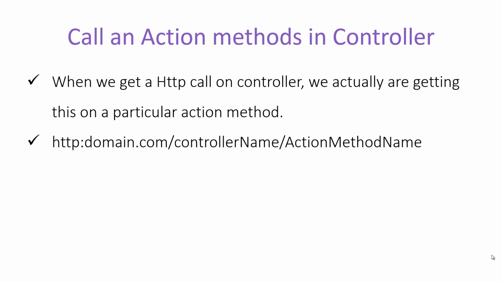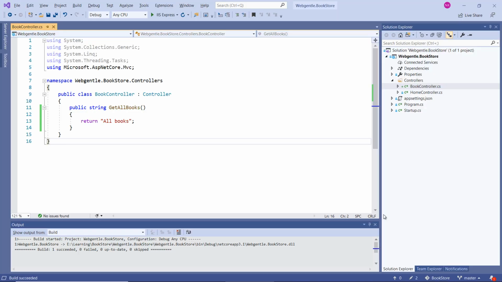And here is the default structure to call a particular action method. First, we will have the domain of the application. Since we are working on local development, in our scenario the domain will be localhost, then the port, and then the name of the controller without the controller suffix, and then the name of the action method. So this is the basic structure to call a particular action method. So let's go back to Visual Studio, and here we have one controller which is book, and we have one action method, get all books. So it means if I call domain/book/get all books, then you must get this output in the browser. Let's verify it by pressing Ctrl F5.